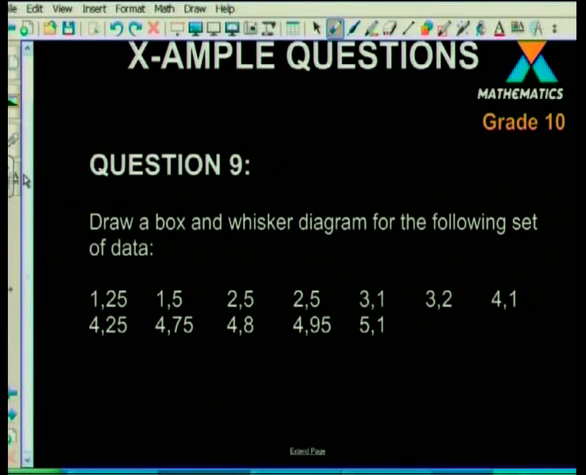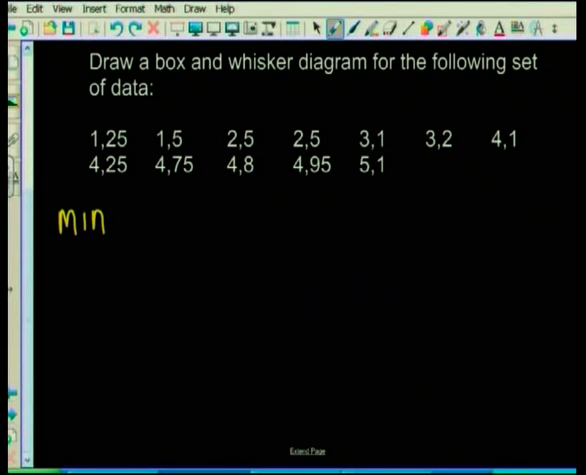Okay, so when we draw a box and whisker plot, we've got to think in terms of our 5-number summary. So that is the first thing that I'm going to do. I'm going to write down the minimum value. Then I'm going to write down the maximum value, and of course, if they're in order, that's not really a challenge. 1,25 is my minimum, and 5,1 is my maximum.